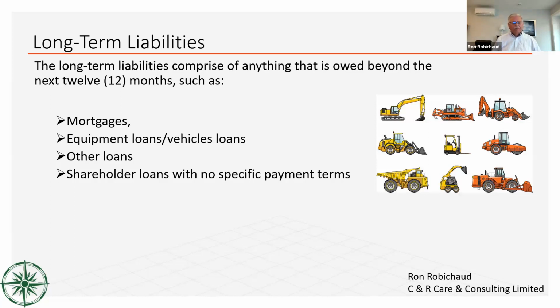So this is where, again, shareholder loans, this is another one that sometimes I'll see in current liabilities. Well, that would mean that the shareholder wants their money back in 12 months. If that's the case, that's fine. But if there's no notes to the financial statements that indicate that the shareholder's loan is to be repaid in the next 12 months, it does not belong in current liabilities.